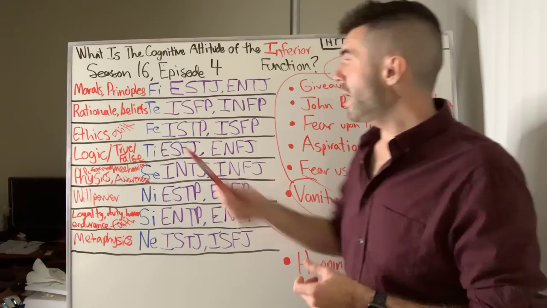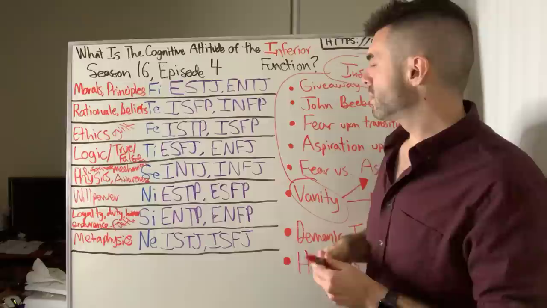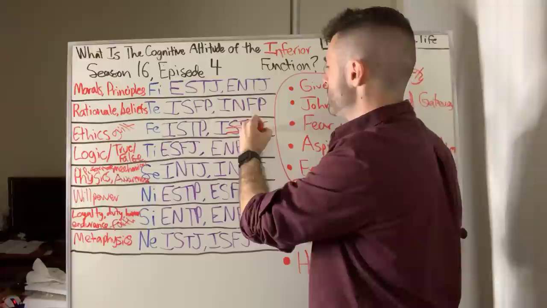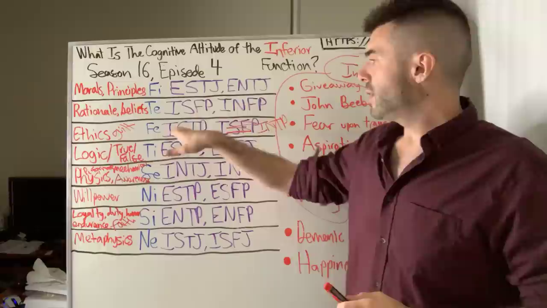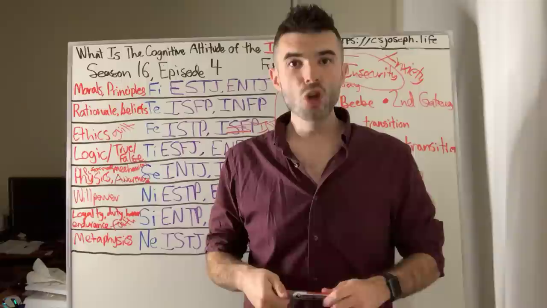Or ethics. No one is more giving than an ISTP or... Why does this say I? Okay, that's wrong. This is actually supposed to be INTP. Excuse me. So ethics. No one can outgive an ISTP or an INTP when they are aspiring. No one can out-support. No one can outgive. No one can out-teach them.